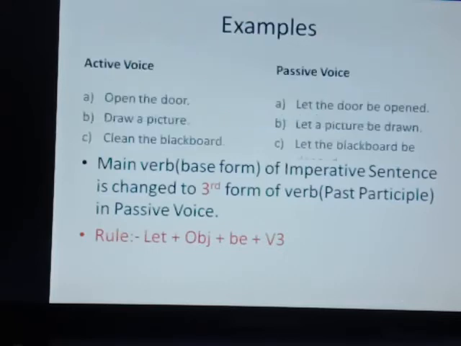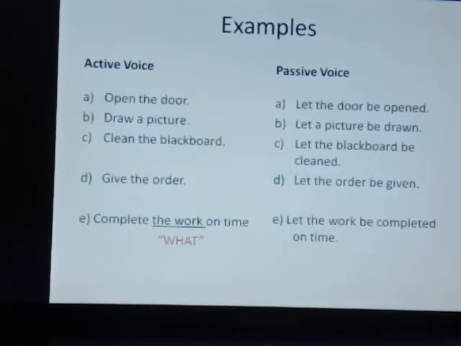My first example is: open the door. Now to make it into passive, we have to use let. You can see in this sentence also, the subject is not available there. Open the door. Subject is hidden here. Open is the verb, action word, and the door is the object. So we will start these kinds of imperative sentences with let.